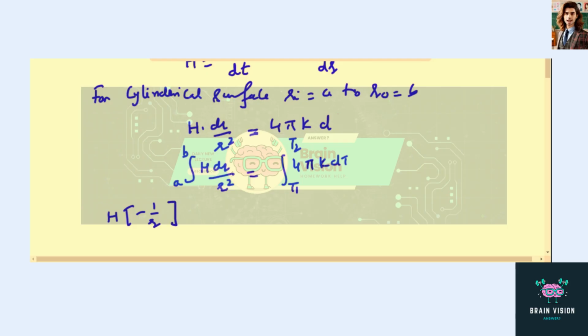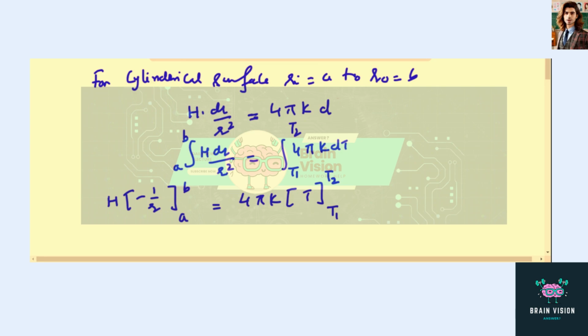Integration of 1 upon r square will be minus 1 upon r for the limit A to B. 4 pi k is constant. Integration of dT is T, and for the limit T1 to T2. So on substituting the limit and simplifying, rate of flow of heat or thermal current, you will get 4 pi k A B into T2 minus T1 upon B minus A. We say equation 2. This is the answer of part A.